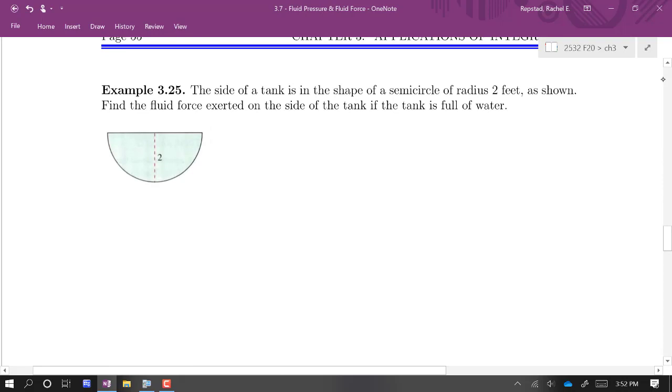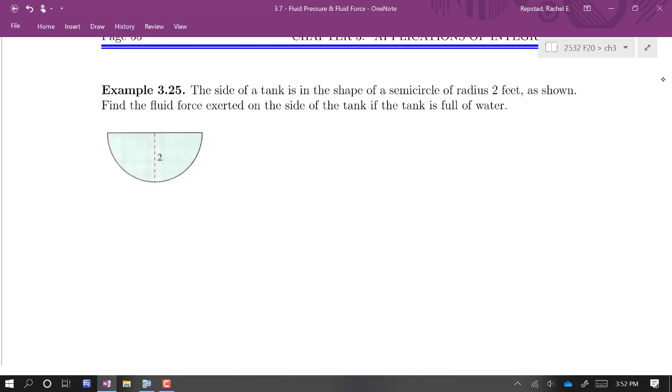Well, let's do another one. Here we have the side of a tank in the shape of a semicircle of radius 2 feet. And this tank is going to be filled with water. So if the tank is full of water, we want to compute the fluid force exerted on the side of the tank. So again, it's up to us to impose coordinate axes.